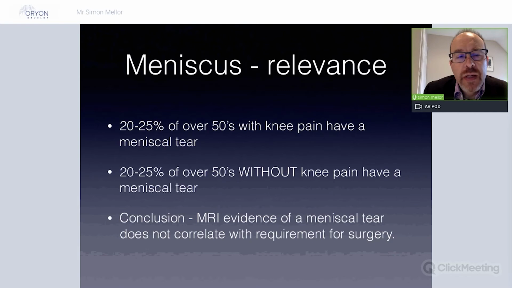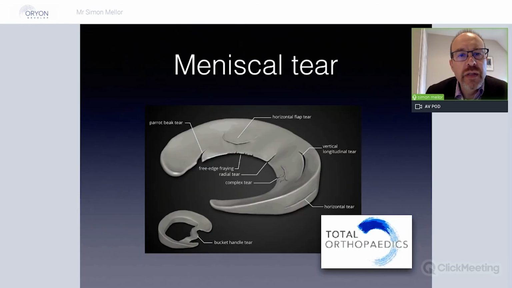In the younger population, there's a much higher incidence of radial tears and indeed bucket handle tears, and this is why the younger population are more likely to require surgical intervention.